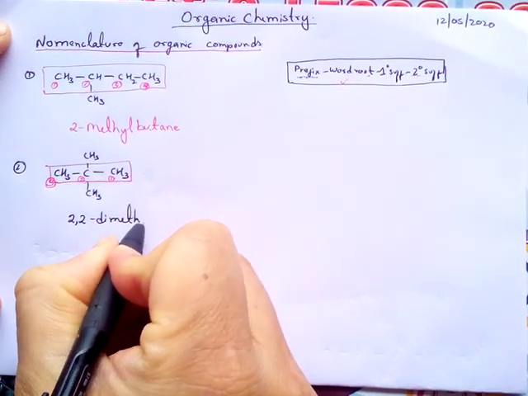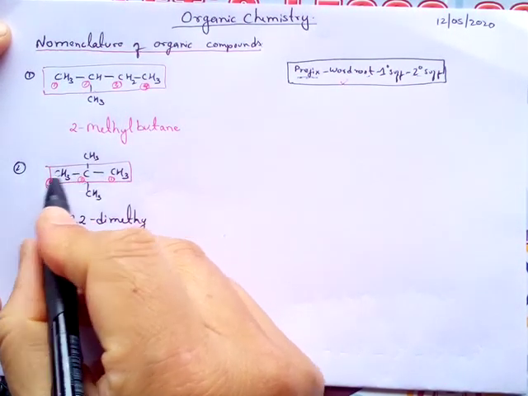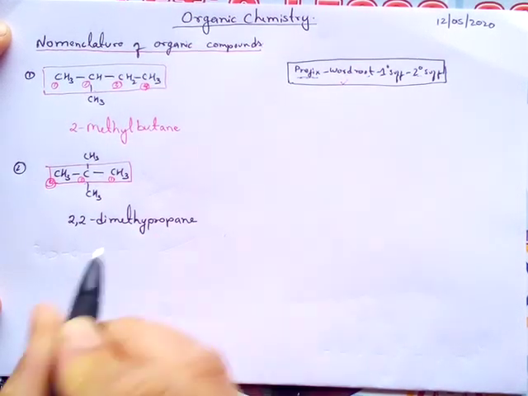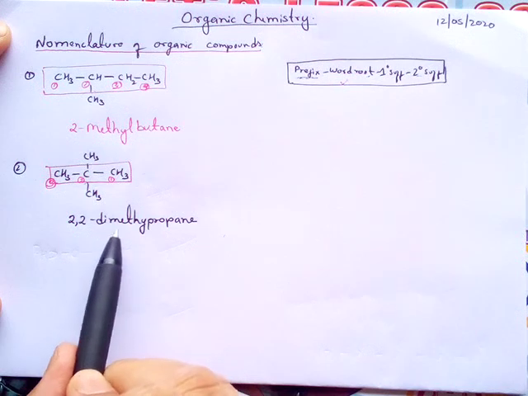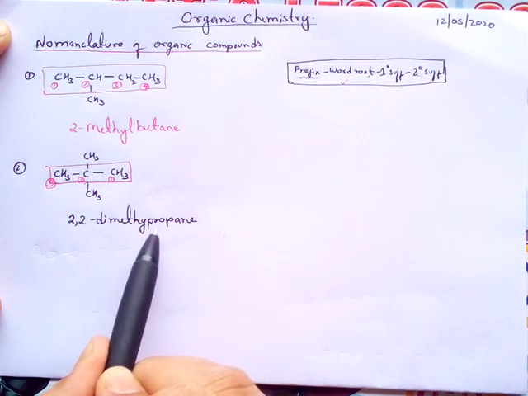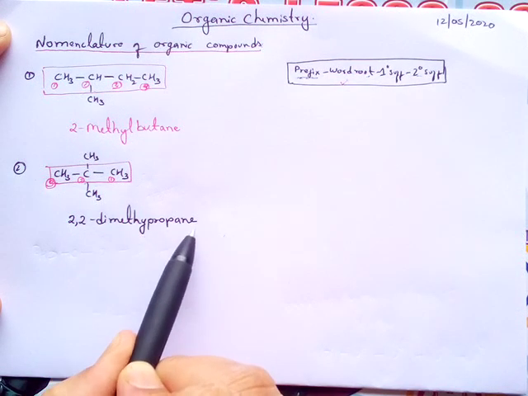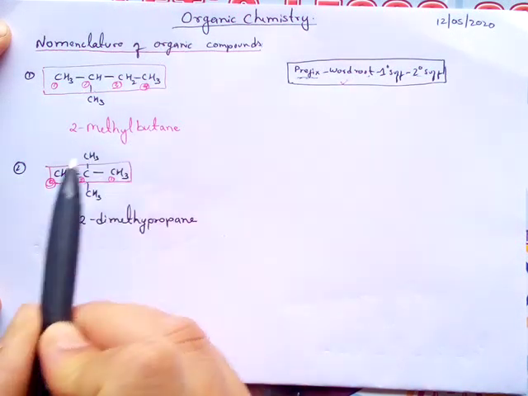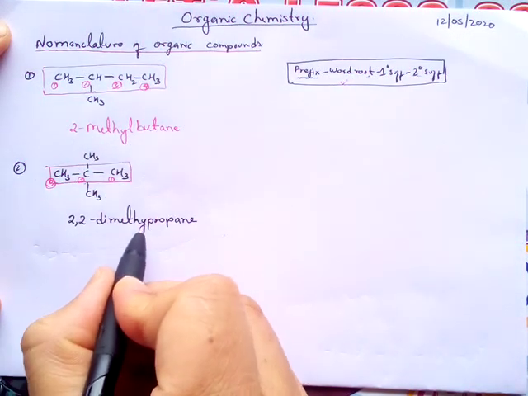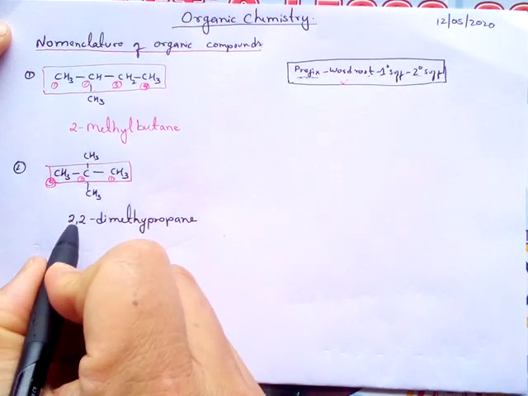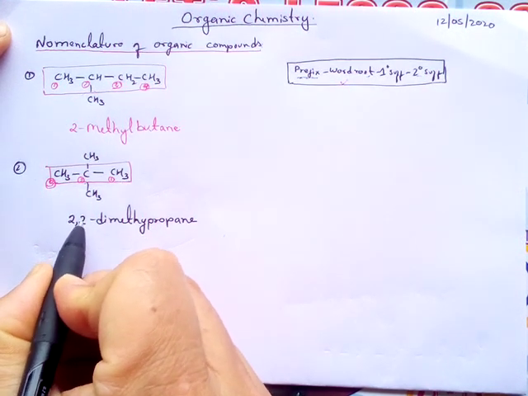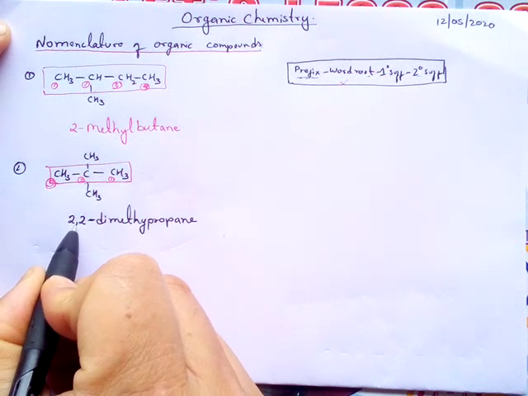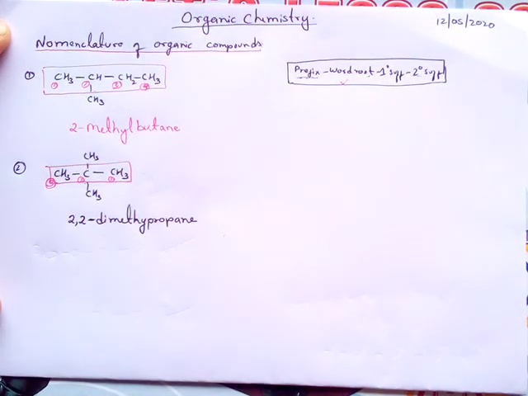dimethyl, methyl. 1, 2, 3 means prop, ane. And remember, there should not be any space between these names. It should be continuous. Here also there should not be any gap. You have to write without any gap, and just after the number there is a hyphen, and between 2 numbers you have to put a comma. That's the standard format.